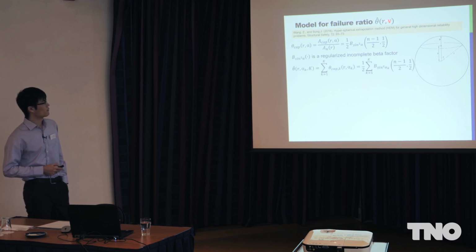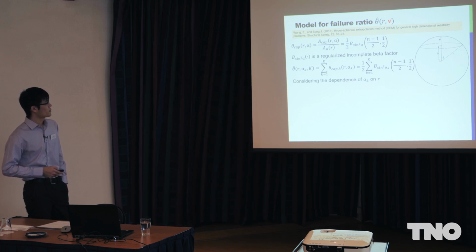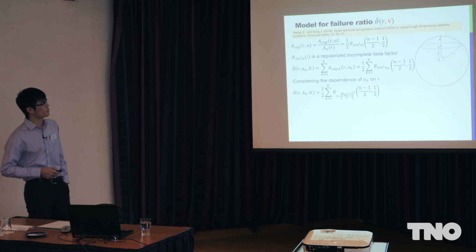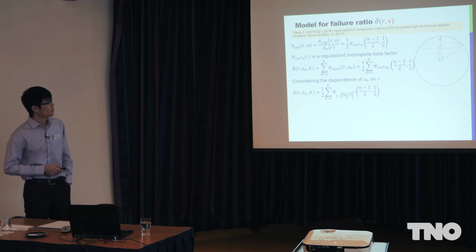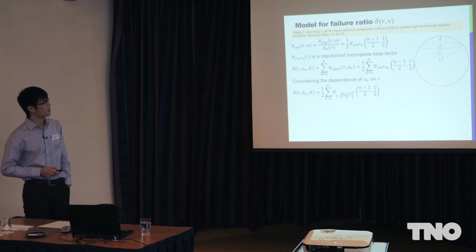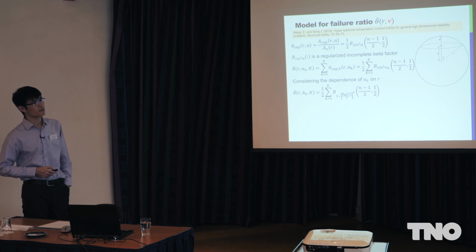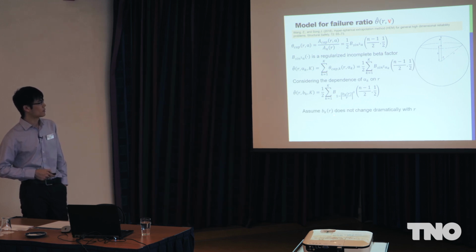So the model we used for the failure ratio is a summation of the different hyperspherical caps. And we write this alpha k by the distance from the origin to the center. Why are we using this? Because if the limit state surface is flat, then this distance will be constant, independent of the sampling radius. So we have the assumption that this b sub k of r does not change dramatically with r.